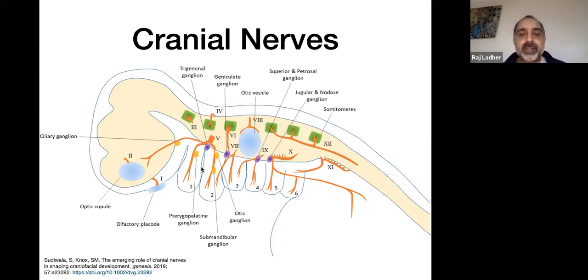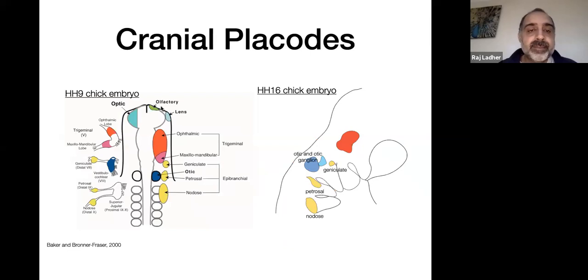Cranial placodes are the other side. If you remember, we have the neural plate border. On the neural ectoderm side are the neural crest. On the surface ectoderm side, we have what are called cranial placodes. These will give rise to particular sense organs. They'll give rise to the olfactory system. There's a cranial placode that will give rise to the lens. Because the lens doesn't have any neurons, we can skip that for the time being.